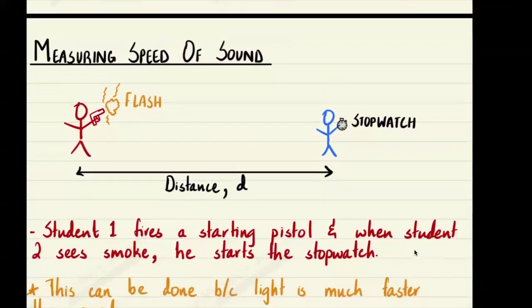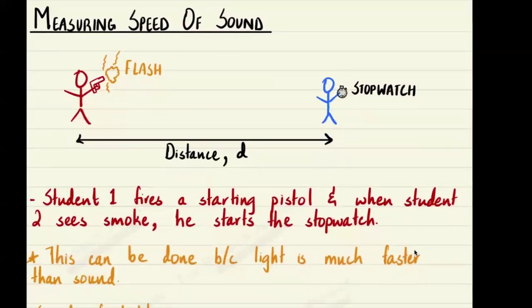Measuring the speed of sound, experiment number 1. So student 1 fires a starting pistol that you've seen, for example, in races. And when student 2 sees the smoke from that pistol, he starts a stopwatch. Now, obviously, when we look at somebody who's maybe next to us and he's firing a starting pistol, both things seem to be instantaneous. But when done through a very large distance, this will become not as simultaneous. So you will see a difference there.